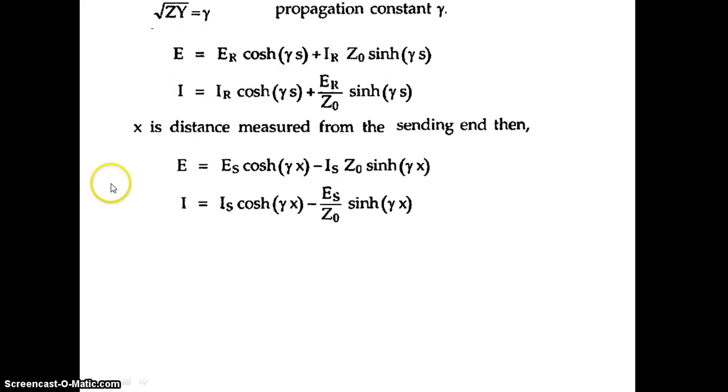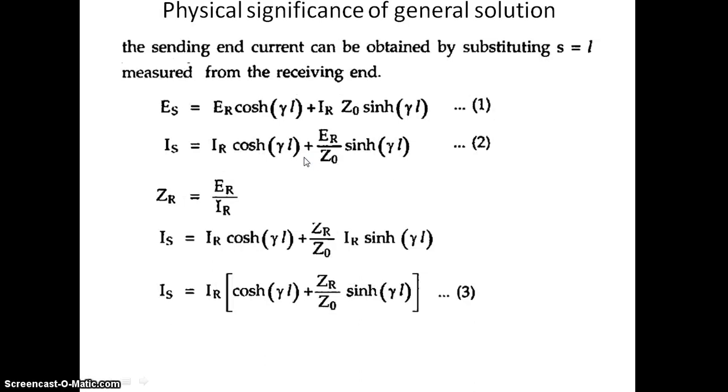So these are the expressions. So far we have calculated from the receiving end. If you measure the distance from the sending end, where x is the distance measured from the sending end, we can write E, instead of ER we put ES, cosh gamma x minus IS, instead of IR I am putting IS, Z0 sinh gamma x, and I equal to IS cosh gamma x minus ES by Z0 sinh gamma x. So x is the distance measured from the sending end, and S is the distance measured from the receiving end. These are the general solutions of the transmission line.